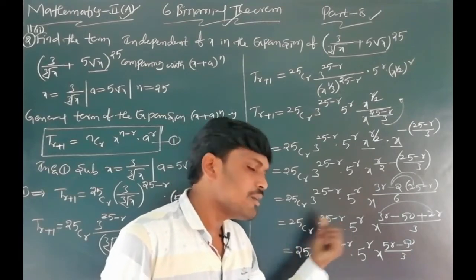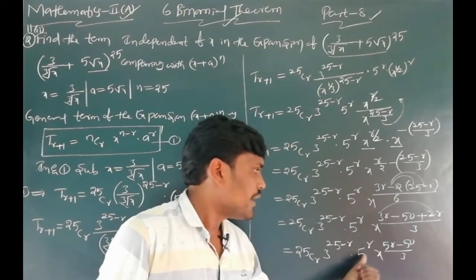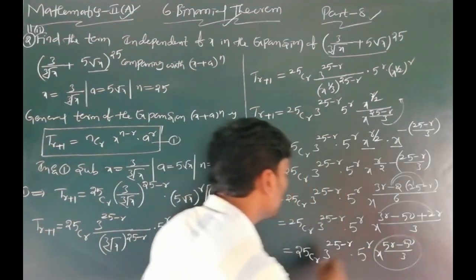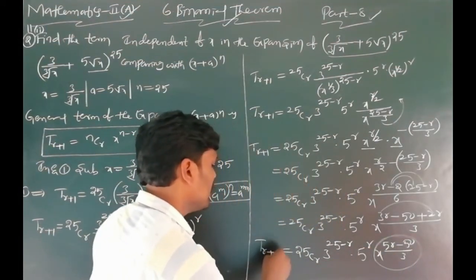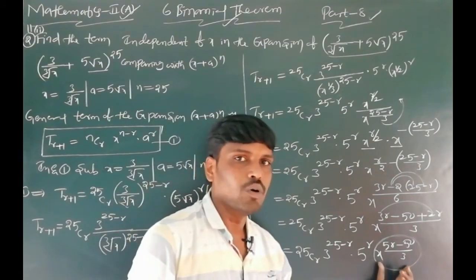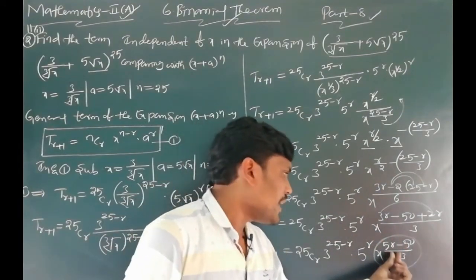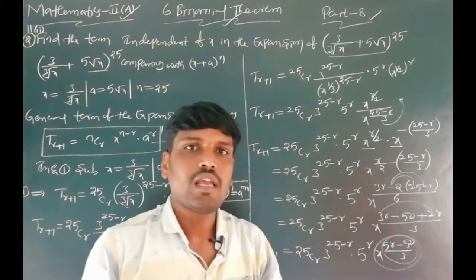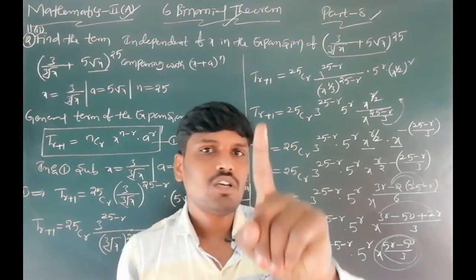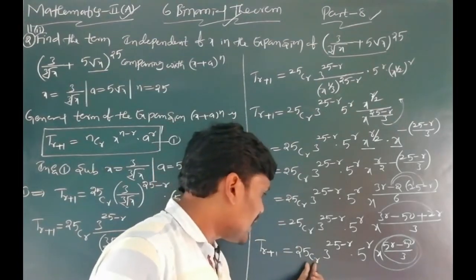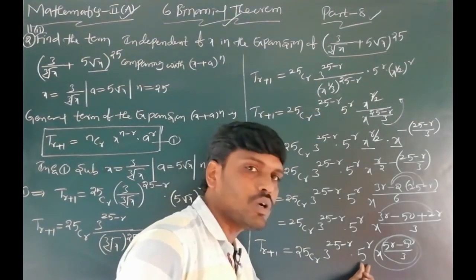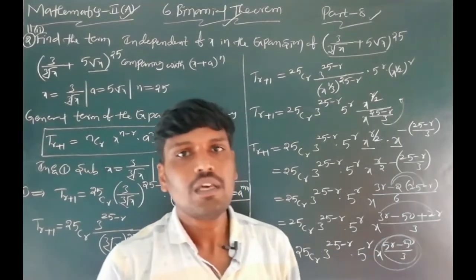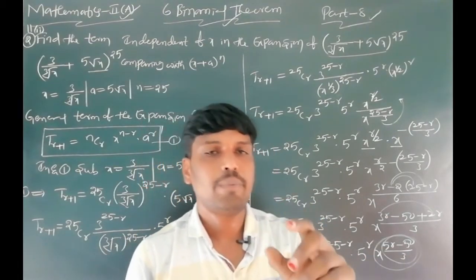3 power 25 minus r is also a constant, and 5 power r is also a constant. Here only x is the variable. Suppose the variable's power is equal to 0: x power 0 has value 1. That's why constant into constant into constant into 1 is also a constant, so you get a constant term. Constant term is nothing but the independent term.